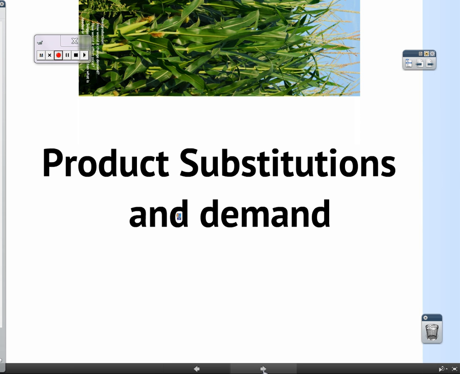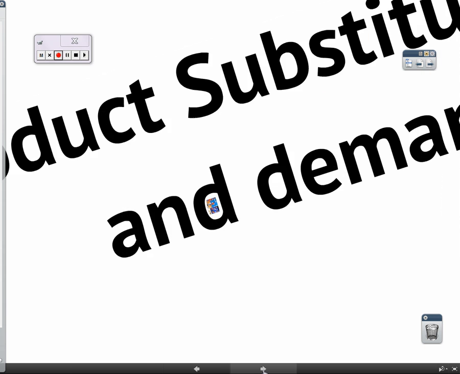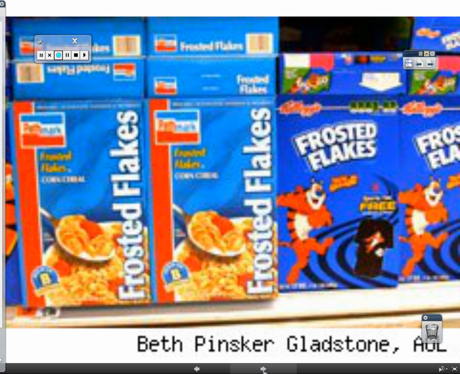Product substitutions and demands. Does everybody have enough resources or money to buy the products? Or does the supply encourage you to substitute? For example, cereal. Everybody likes cereal. I like my Frosted Flakes, but Frosted Flakes can be very expensive. So if I can't afford the fabulous name brand Kellogg's, I'm going to go for the non-brand name generic cheap Frosted Flakes. Not as good, but if I don't have the money, I won't be able to afford it.